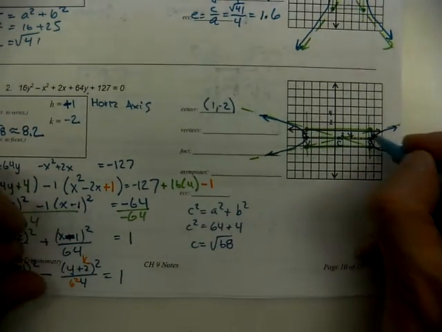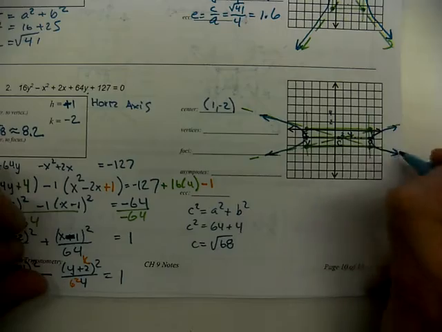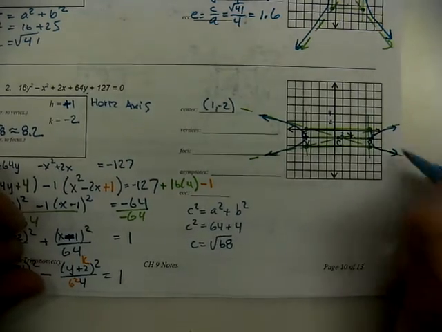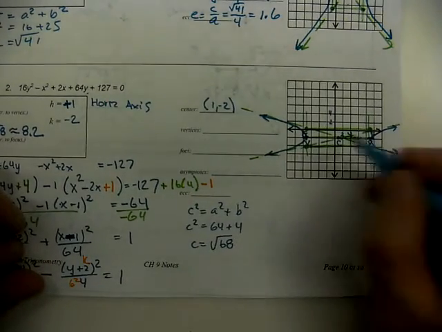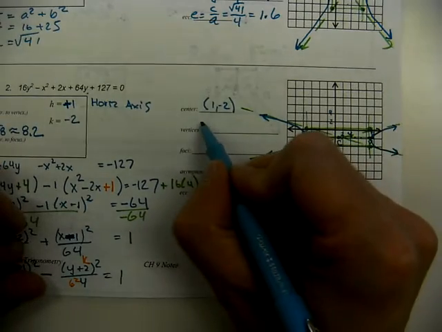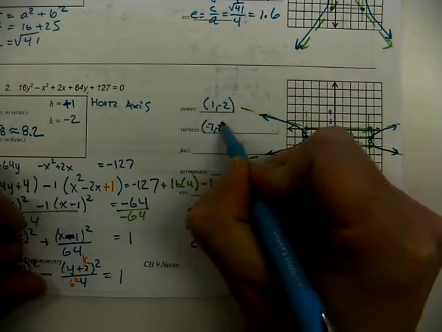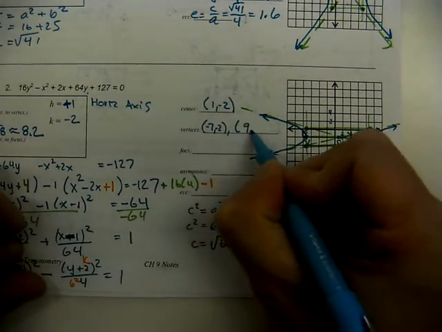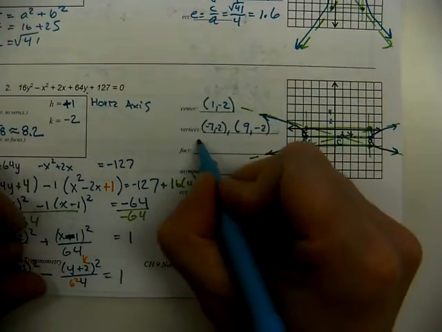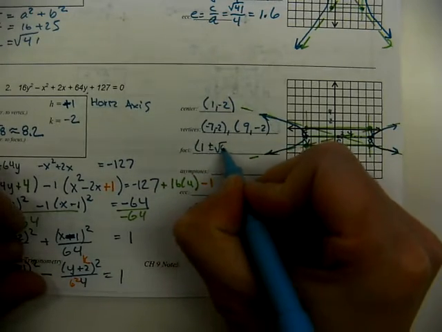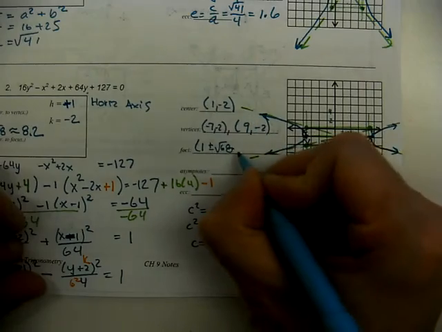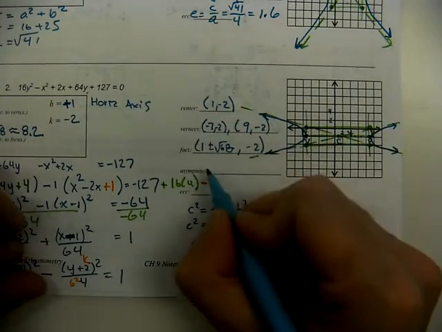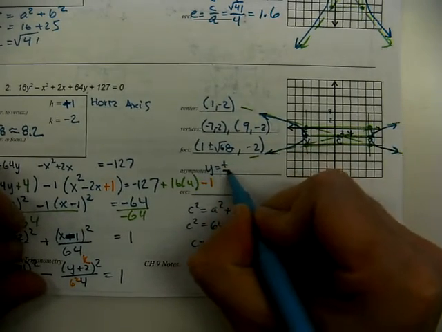We're not really supposed to be touching those asymptotes. We're supposed to be getting really close without touching them, so I kind of overdrew them, but I hope the shape makes sense. Our vertices are at -7, -2 and 9, -2. Foci: 1 plus or minus root 68, -2.